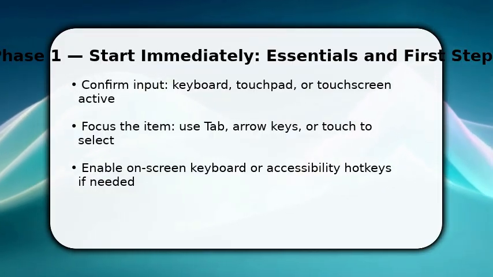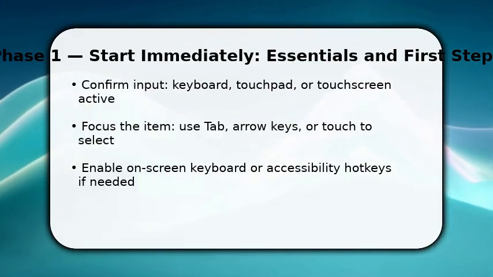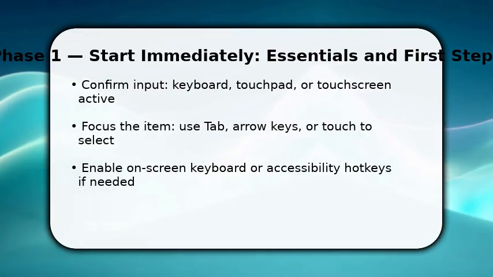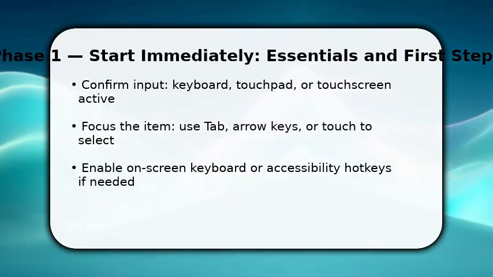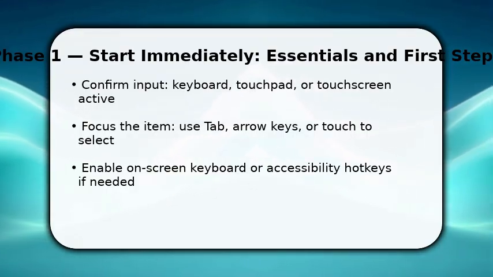On Windows, enable the on-screen keyboard in Ease of Access, and on Mac OS, enable Accessibility Keyboard in System Settings. This immediate focus step matters because the alternative right-click methods target whatever has focus. So get that selection locked in before.